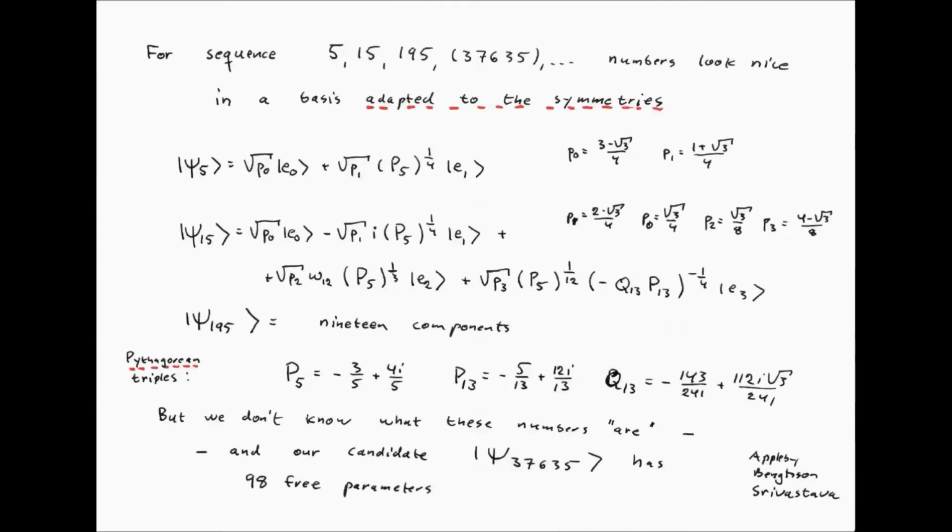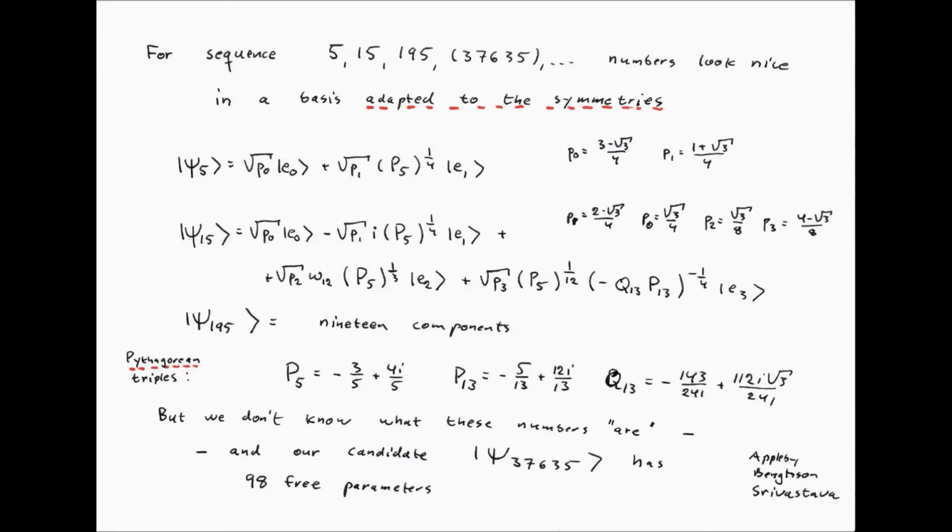Yes, they are complex. I apologize to the part of the audience that presumably prefers real ones. So a particularly interesting subsequence is the one that starts 5, 15, 195, 37,635, etc. The interesting thing about this subsequence is that you can make the numbers that appear in the SIC fiducials look a lot nicer than they typically do. So here are the first, we also know the third, first, second, and third. The third is also easy.